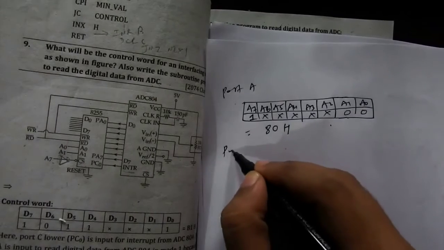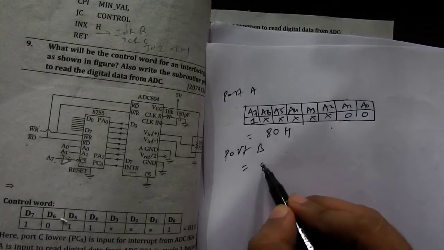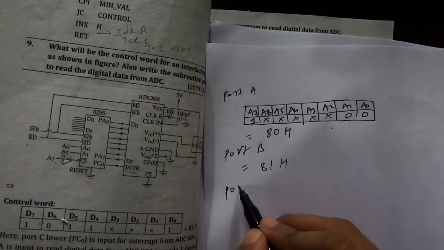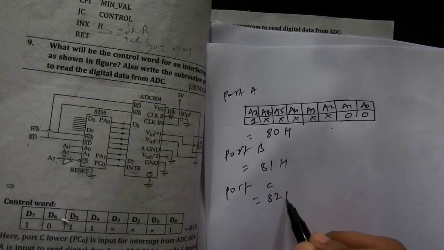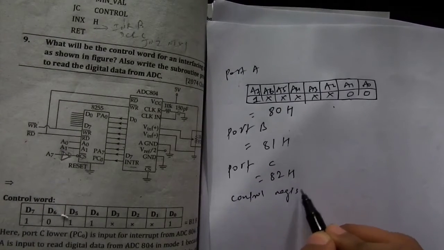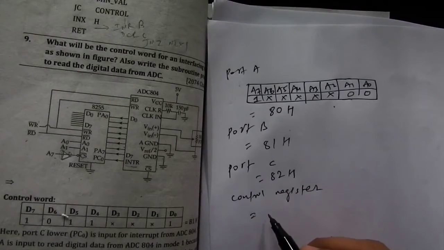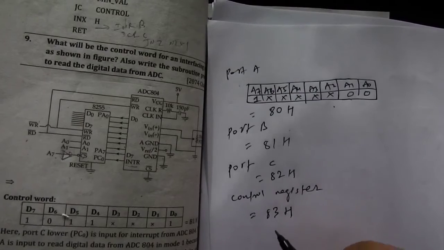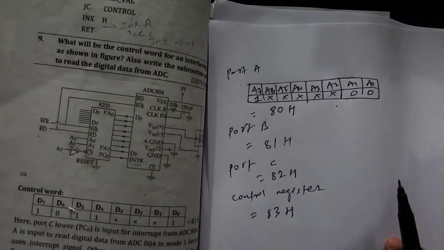And then port B, the address of port B will be port A plus 1, so 81H, and then address of port C will be 81H plus 1, so 82H, and control register will be 82H plus 1, that is port C plus 1, so 83H. So these are the port addresses. Now we need to write the program.